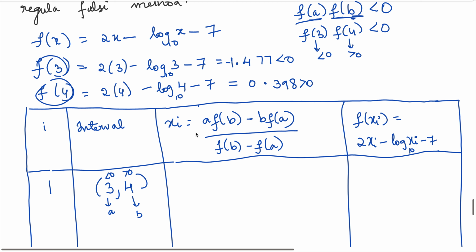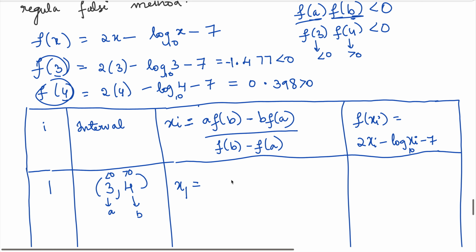In the regular falsi method, xi is a into f of b minus b into f of a, by f of b minus f of a. In our bisection method, what is xi? xi is a plus b by 2. In the regular falsi method, I am telling you again: xi is equal to a into f of b minus b into f of a, by f of b minus f of a. So now let's find x1.